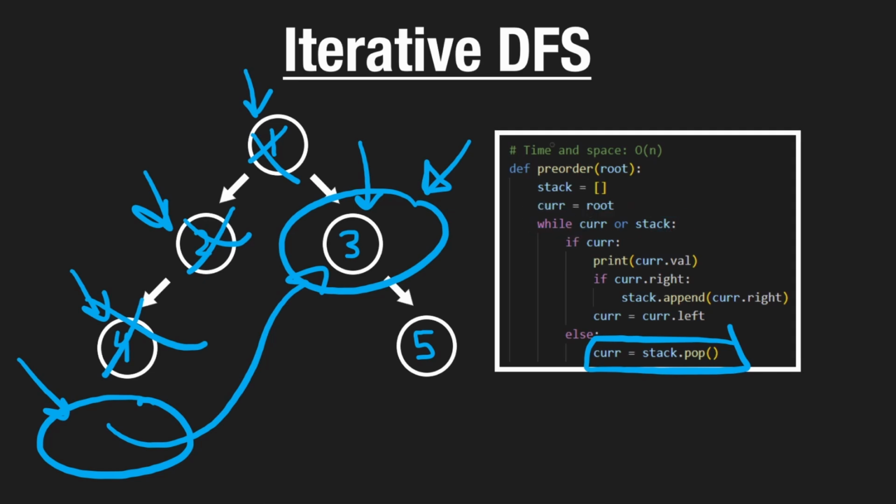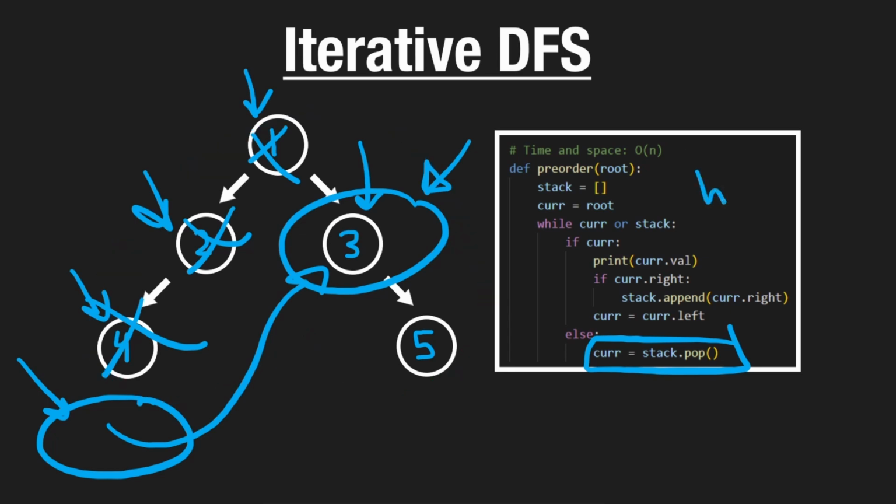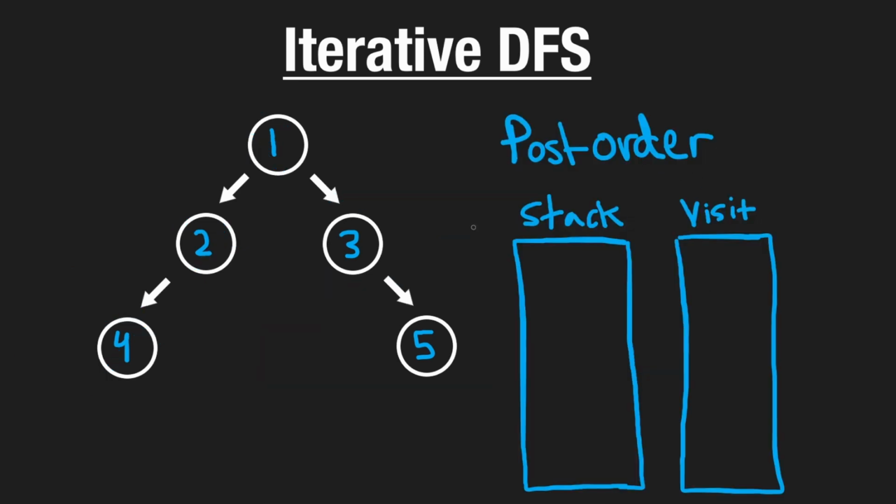This is also going to have linear time complexity where we have to traverse the entire tree, and the space complexity is technically the height of the tree, which in the worst case could be the size of the tree as well. Now, post order is a bit more complicated.